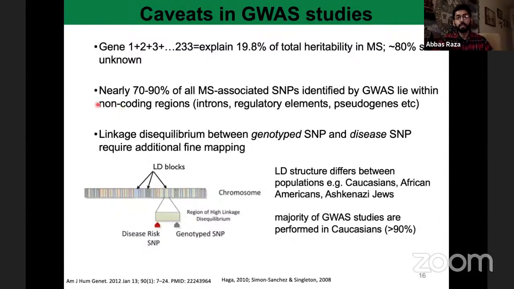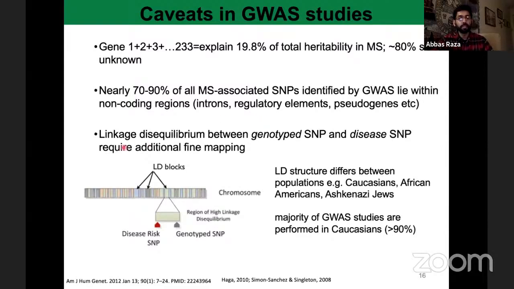Also, with these GWAS studies, most of the SNPs that have been identified are in the non-coding region, so introns, regulatory elements, or pseudogenes in the human genome. We don't know which gene they target. So we are missing a lot of the information there.